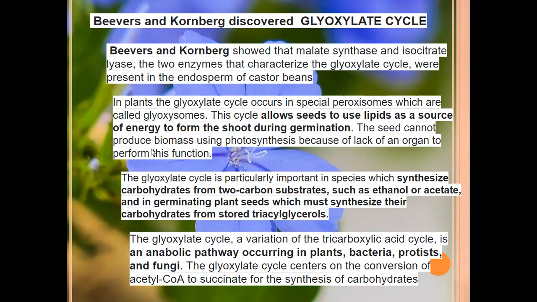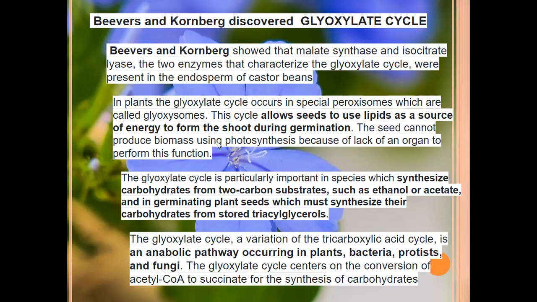The seed cannot produce biomass using photosynthesis because of a lack of an organ to perform this function. This means the seed needs energy compulsorily, and that energy is taken from the lipids. Seeds don't have any chloroplast, so photosynthesis is completely absent in the seeds.